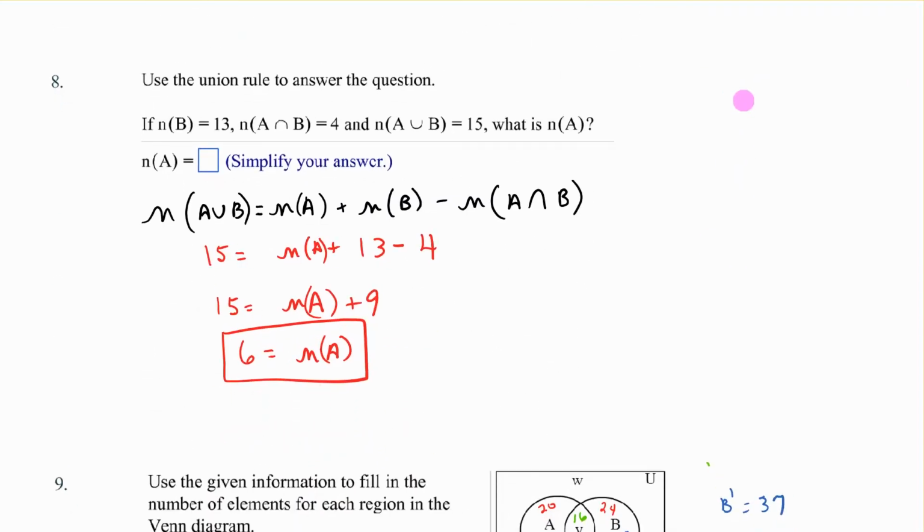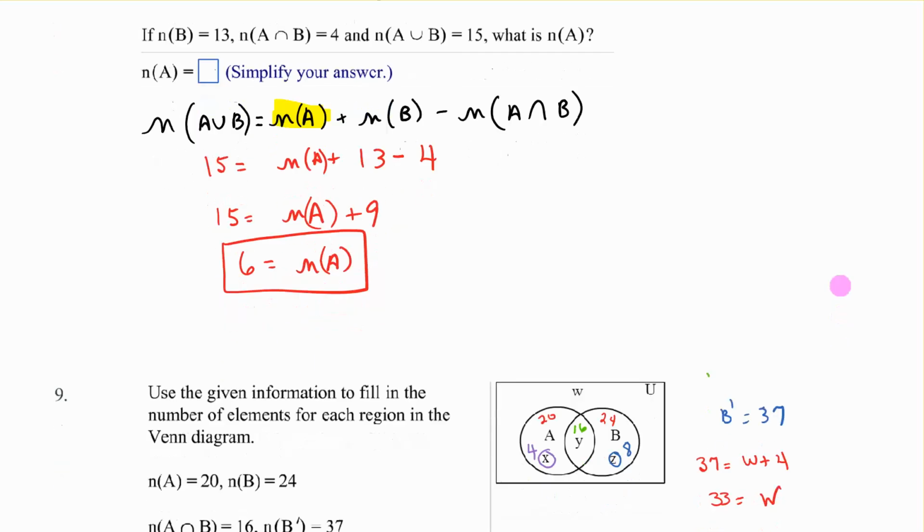Number 8 gives you N of B, N of A intersect B, and N of A union B. Now they want to know what's N of A. So you're having a different thing to solve for. This is the one that we don't know. Okay, so we know this is 15. We don't know this. This is 13 minus 4, so number of A plus 9. So I'm going to subtract the 9 just like an equation. So 6 is equal to the number of A.